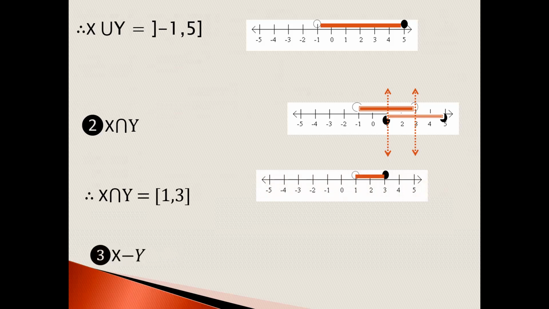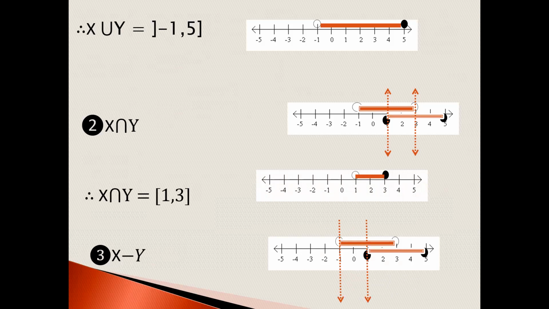Number 3. X minus y, x difference y. What's the meaning of x difference y? That means that I want the numbers included in x but not included in y. X has here negative 1 and 3, negative 1 open and 3 open. Y here has 1 and 5, 1 closed, 5 closed. I want here the numbers found in x but not found in y. What are the numbers here? X has negative 1 and 1. Negative 1 to 1 is not included in the y interval.